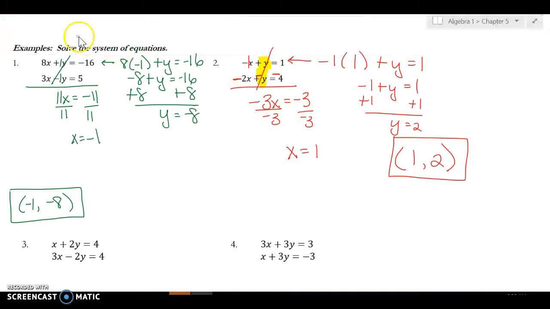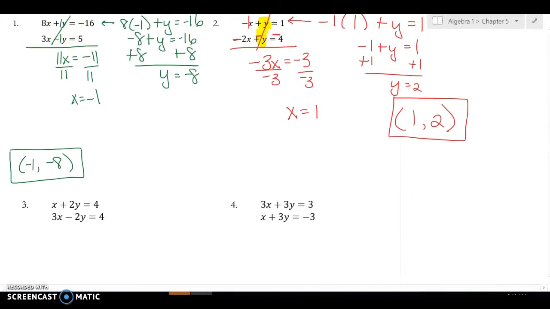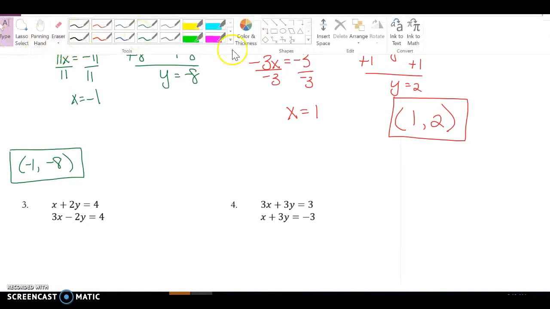Okay, let's go to another color. Let's go to black this time. Let's look at number 3. Okay, we're going to need some more space.